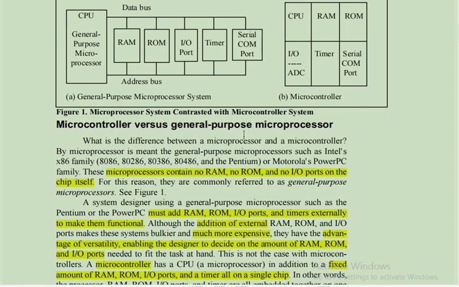Microcontroller versus general purpose microprocessor. What is the difference between a microprocessor and a microcontroller? By microprocessor we mean the general purpose microprocessor, such as Intel's x86 family: 8086, 80286, 80386, 80486, and the Pentium, or the Motorola PowerPC families. These microprocessors contain no RAM, no ROM, and no input output ports on the chip itself. For this reason they are commonly referred to as general purpose microprocessors.